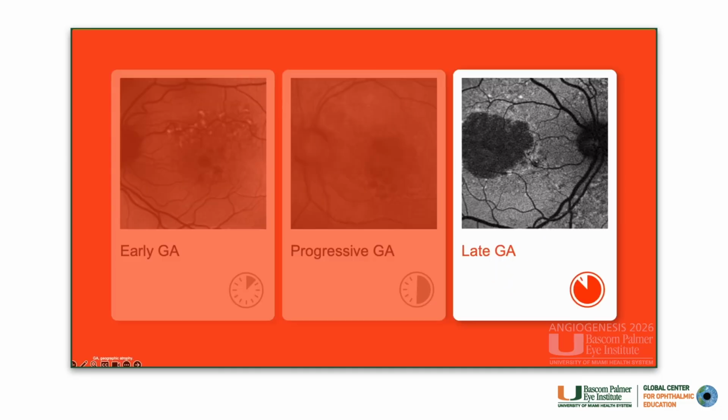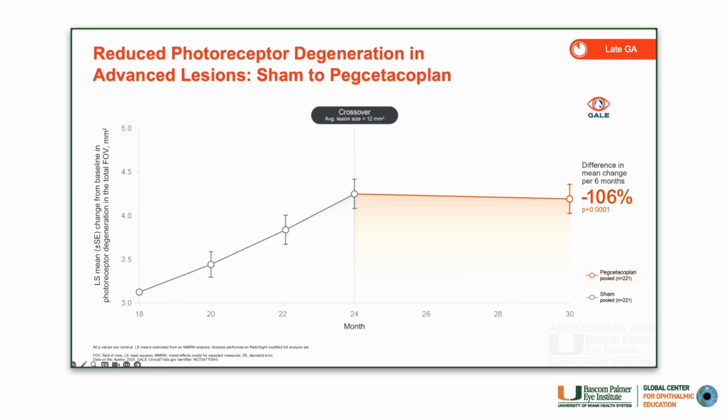Finally, let's talk about more mature GA lesions, which are late GA. GALE is an extension study of Oaks and Derby. Patients on sham treatment for 2 years were switched to pegcetacoplan, and these lesions were more advanced and large, approximately 12 millimeters squared. AI shows that it's actually not too late. After crossover to active pegcetacoplan, the sham eyes had their photoreceptor degeneration flatten and essentially halted over those first 6 months on treatment.